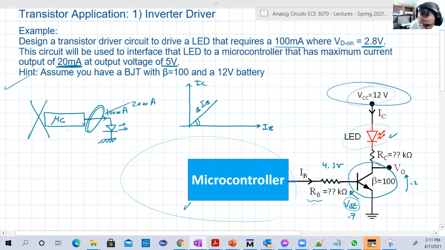And the slope here is beta. But what happens in the saturation region? What if we keep increasing IB? Then in the saturation region, it will just become constant, and IC will be less than or equal to beta IB.